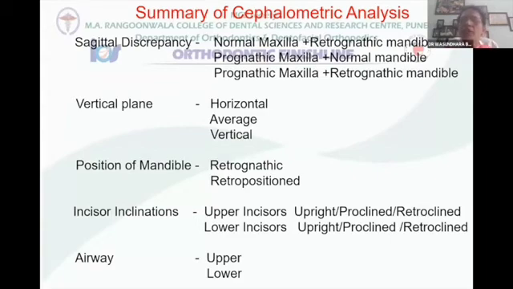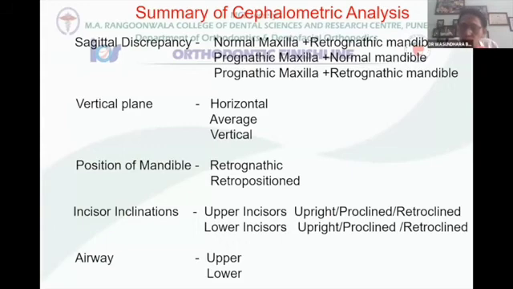So we need to find out in my particular patient, where is the sagittal discrepancy? How is it? Then the vertical pattern could be vertical growth direction, could be horizontal to average to vertical. Then the mandible could be retrognathic or in retroposition, that you need to mention in your summary. The incisor inclination, and yes, the airway analysis. The McNamara's airway analysis, the upper and the lower airway space. It has been seen with a retroposed mandible, the airway is compromised, and with functional appliances, you do bring about improvement or modulation in airway. So airway does improve, and that's the best time to improve the airway during this growth phase.